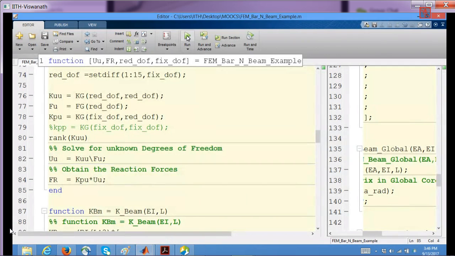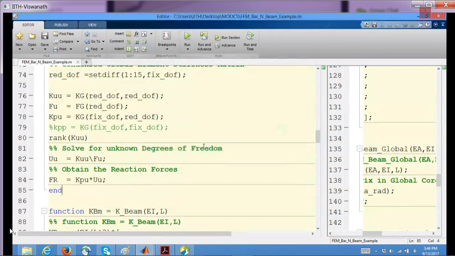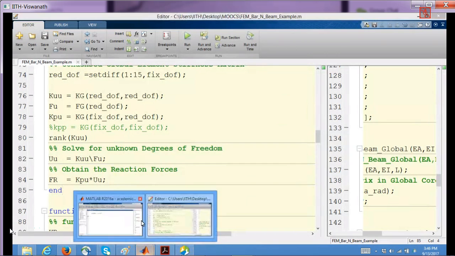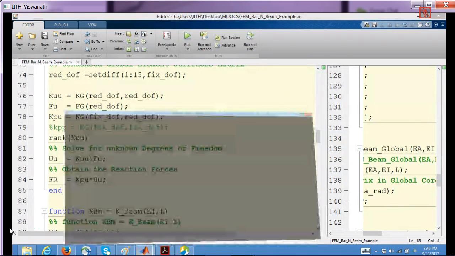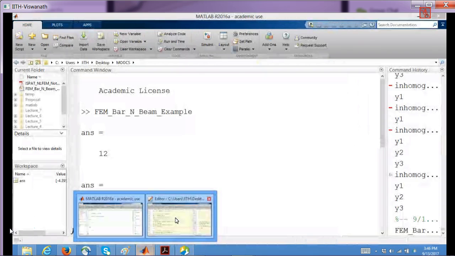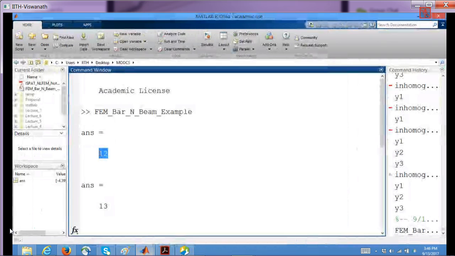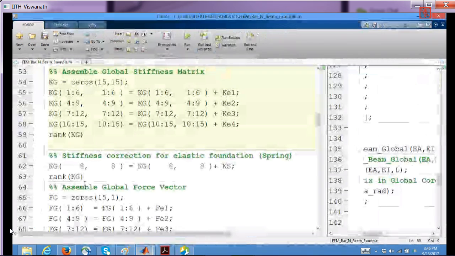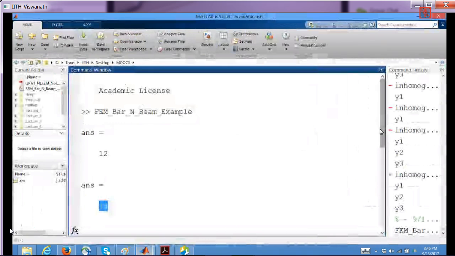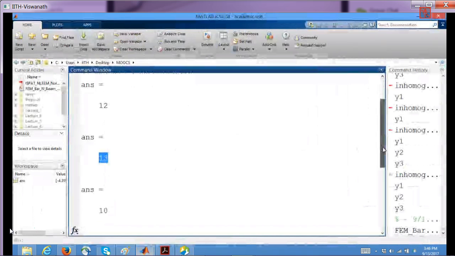So let me run through it quickly. So initially when you saw the rank at this place, when I assembled the entire thing, rank is not 15, rank is 12. That is what it is showing. So it is not 15, so it is not invertible. When I applied the elastic foundation constraint, the rank has increased by 1, because one rigid body displacement is constrained. So it becomes 13.